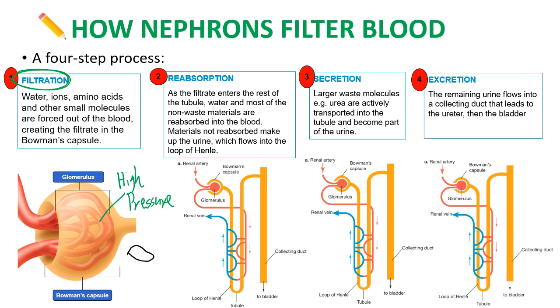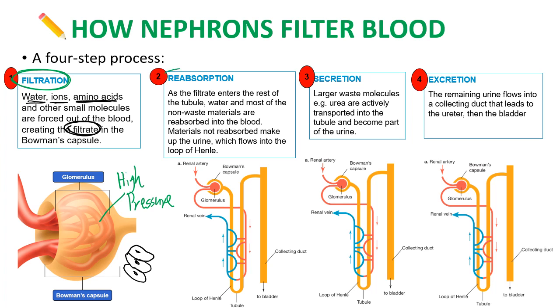So we've got our cells of the epidermis. And because there's so much pressure, those liquids and small molecules can actually fit through the gaps in the cells out into the Bowman's capsule. So it's water, it's ions and amino acids from our digested proteins, and other small molecules that get forced out. And we call that the filtrate, just like any filtering process.